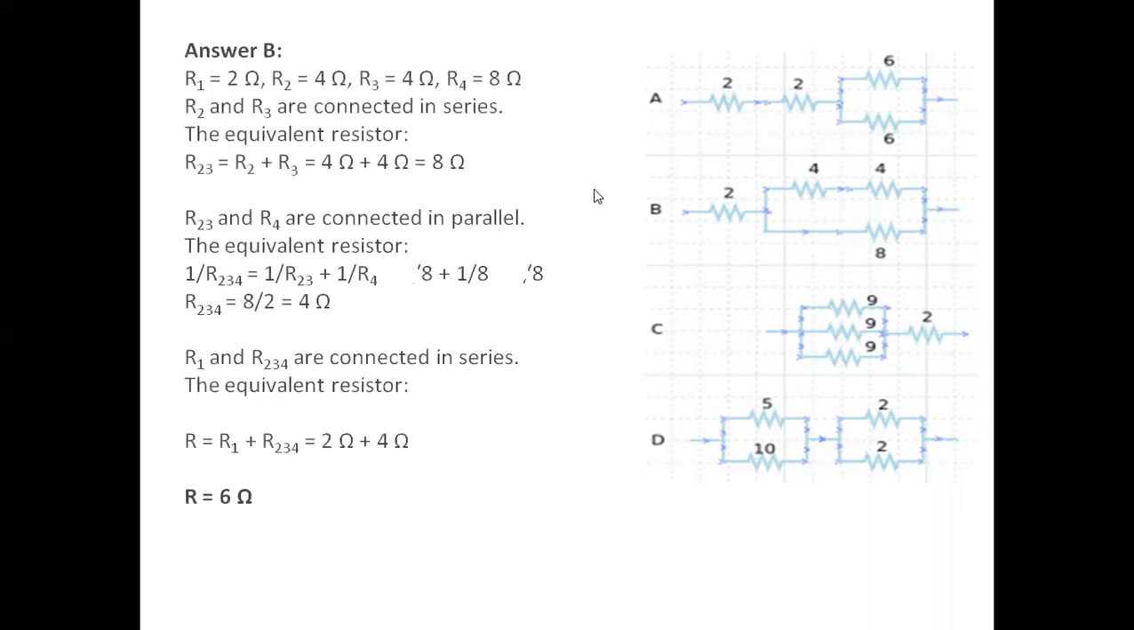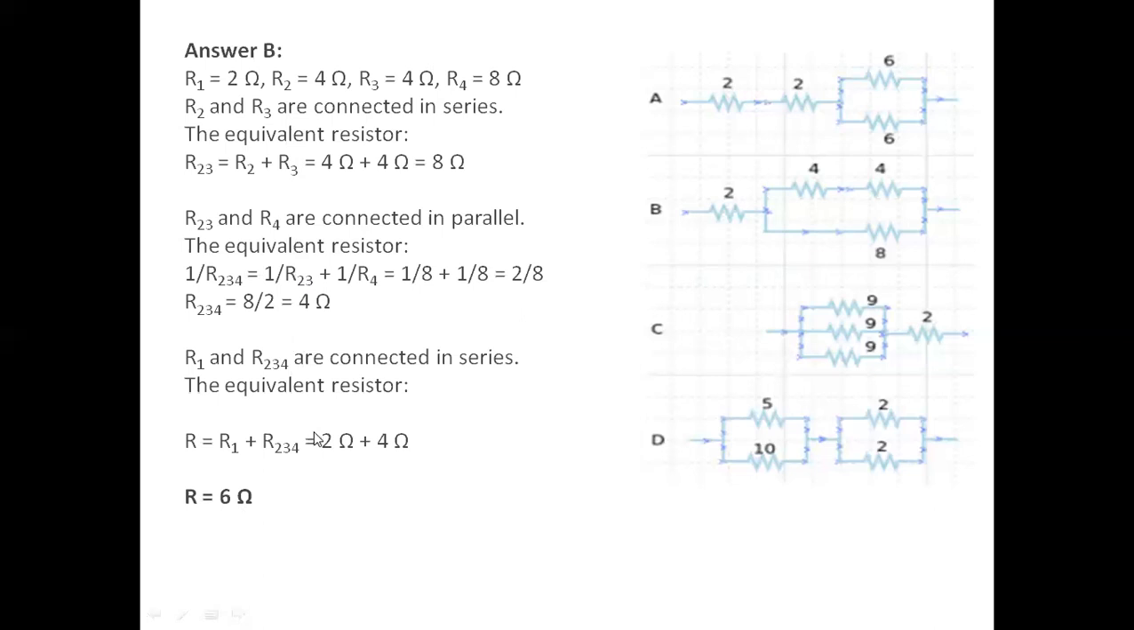That we'll see here. Now this is R1, this is R2, R3, R4. These two are connected in series, that is 4 plus 4, 8. Again 8 into 8, these two are in parallel, right? So 8 into 8 by 8 plus 8, 64 by 16, that is 4 ohms. So 2 plus 4, that is a total of 6 ohms.